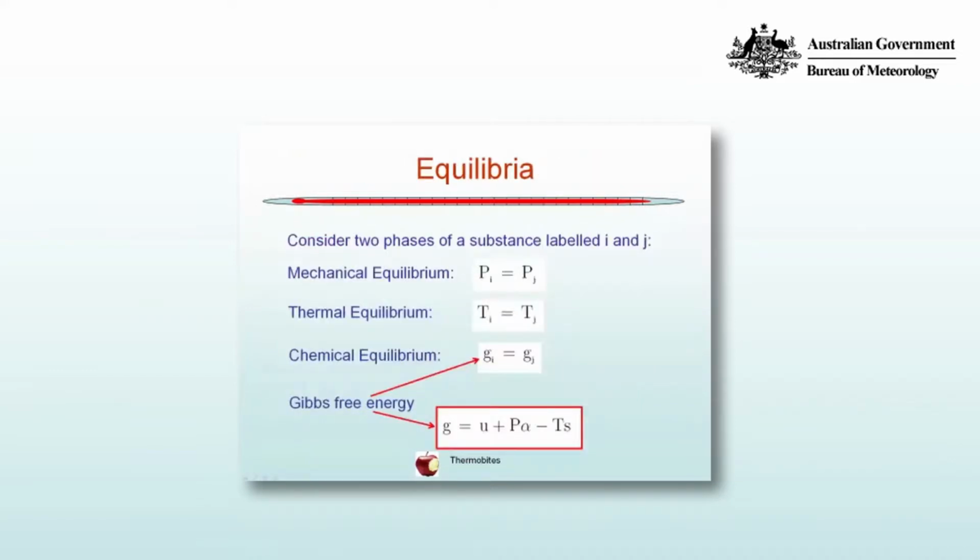The Clausius-Clapeyron equation deals with equilibrium curves, that is, equilibrium curves between two phases of a substance, which we'll label I and J. We can talk about mechanical equilibrium, which is equilibrium between the pressures, so Pi is equal to Pj, thermal equilibrium, where Ti equals Tj, and something known as chemical equilibrium, where gi is equal to gj, and lowercase g is the Gibbs free energy per unit mass, so it's equal to lowercase u, the internal energy per unit mass, plus P alpha, where alpha is the specific volume, the volume per unit mass, minus Ts, where s is the specific entropy.